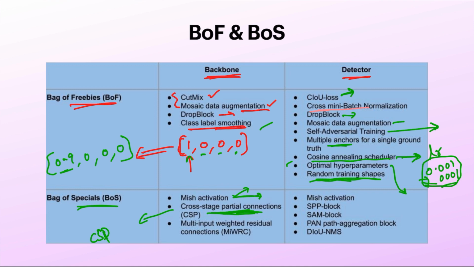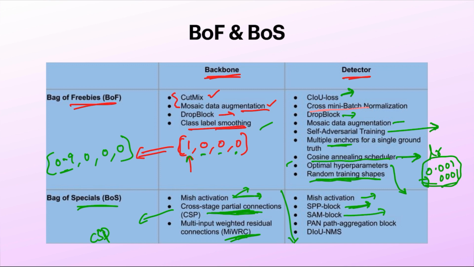And then we have multi-input residual connections. So this is also used in the backbone part. So these are the activation, these are the mechanisms used in the backbone. At the same time, in the detection part, once the backbone is done, you have neck part and detector part. So in that neck and detector also, mish activation is used. SPP block, spatial pyramid pooling. So that is used in the neck part.